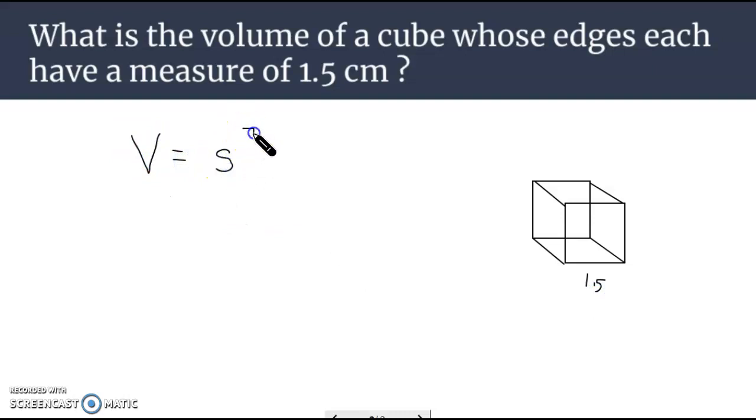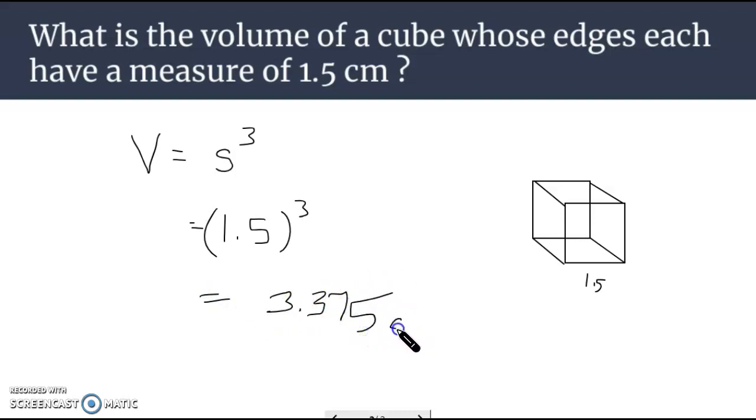So the formula, just take the side times itself. It's the length, width, and height all the same. In this problem, 1.5 raised to the 3rd power, 1.5 times itself 3 times. Calculator says 3.375, and this would be cubic centimeters.